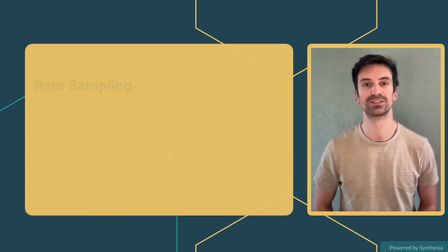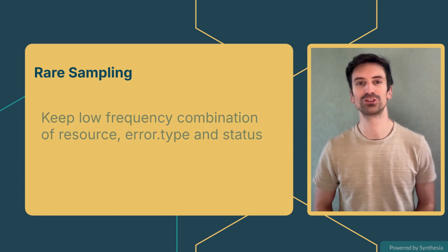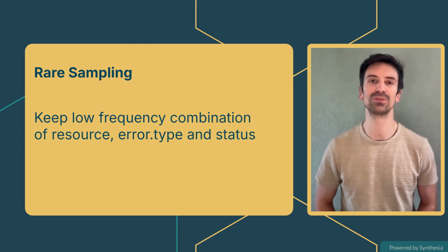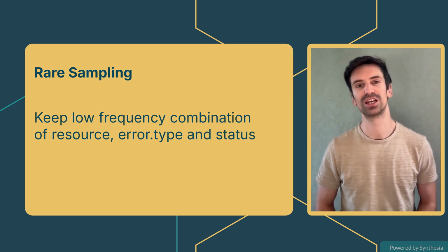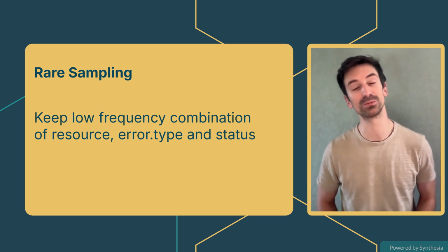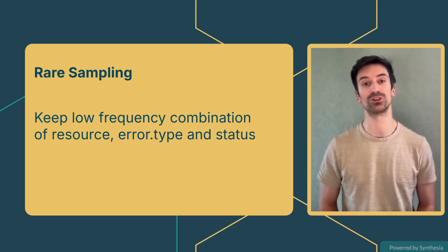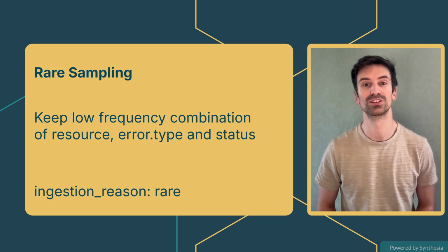Now let's move to rare sampling. So how does it work? Rare sampling targets low frequency, potentially important traces using combinations like environment, service, resource, error type, or HTTP status. It sends up to 5 rare traces per second per agent by default. In addition, with such a sampling system, the traces will have ingestion_reason rare.